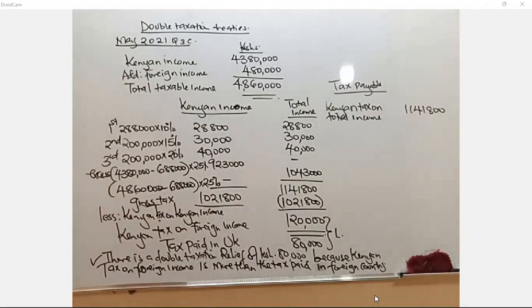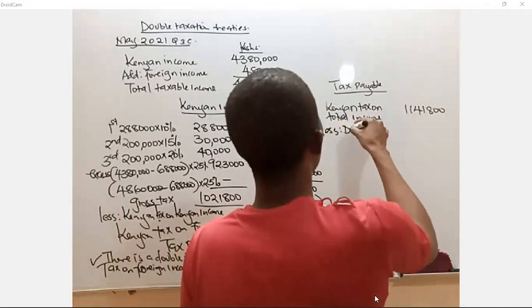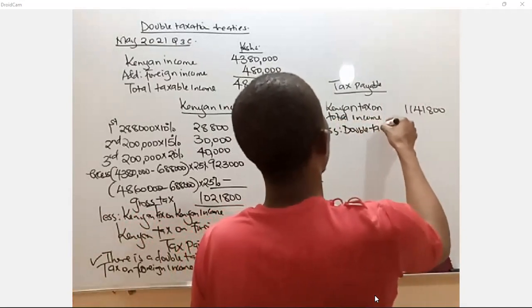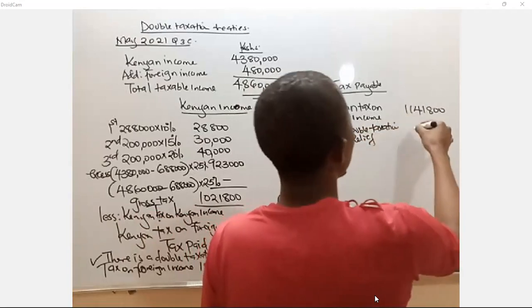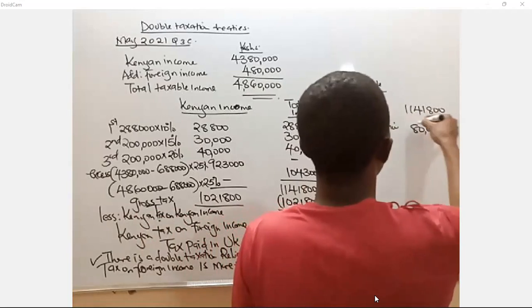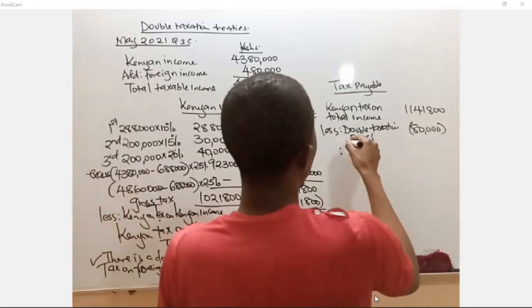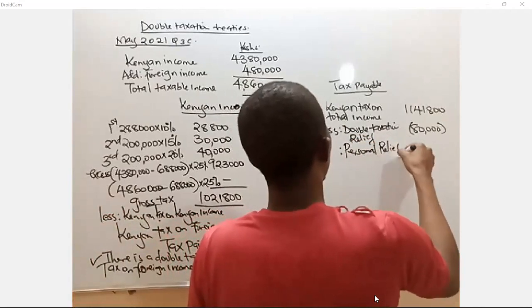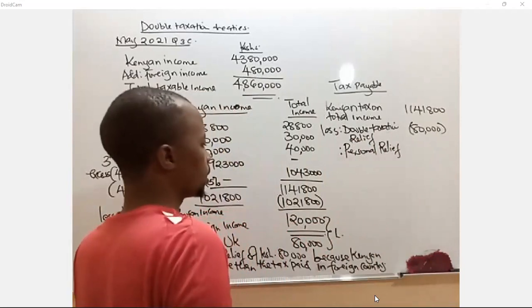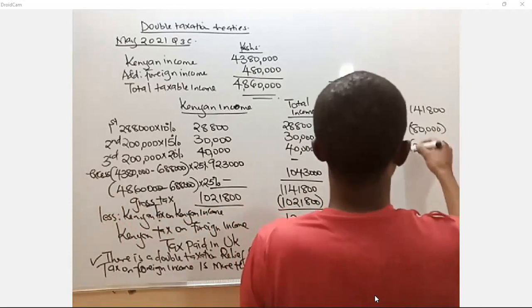So what are we supposed to be picking in here? We are going to be deducting, less double taxation relief. Double taxation relief of 80,000, right? That is a double taxation relief. Then also there is a personal relief. What is our personal relief? How much is it? Currently it is 28,800 per year.